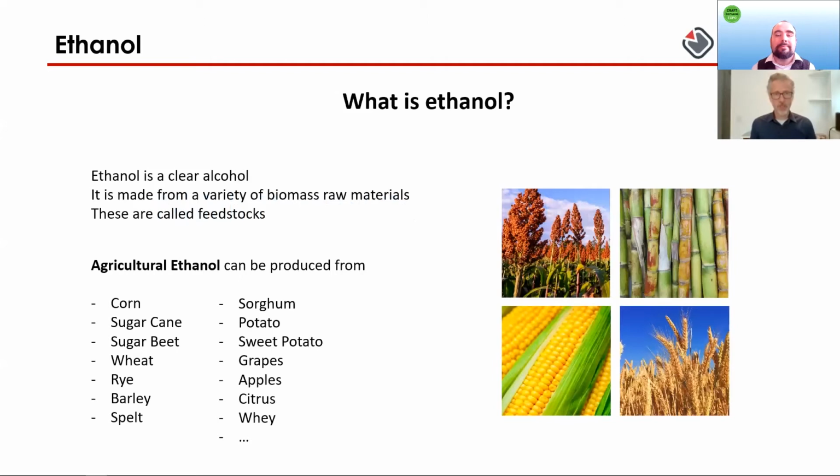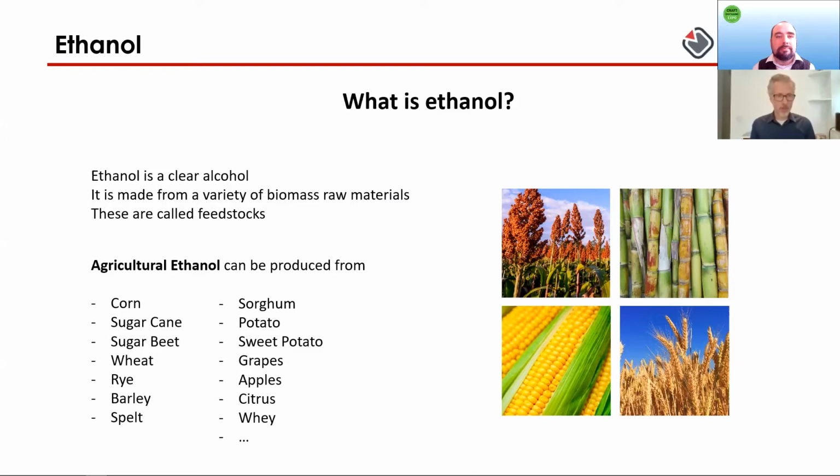The first obvious question is, what is ethanol? Well, ethanol belongs to the group of alcohols, and it can be made from pretty much anything that has sugar in it. So you can see a whole list of products. We call these feedstock. I would say for the UK, the most popular is wheat. We also see a lot of cane, potato, grapes. These are the four most popular.